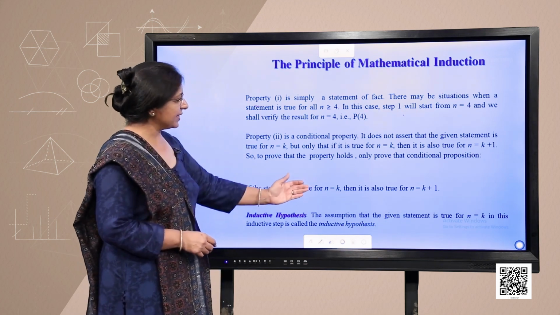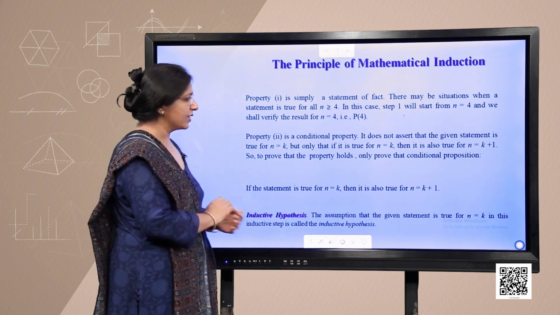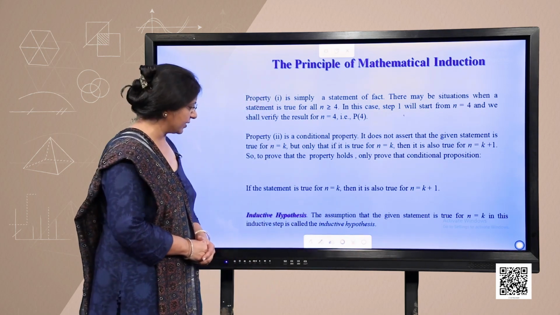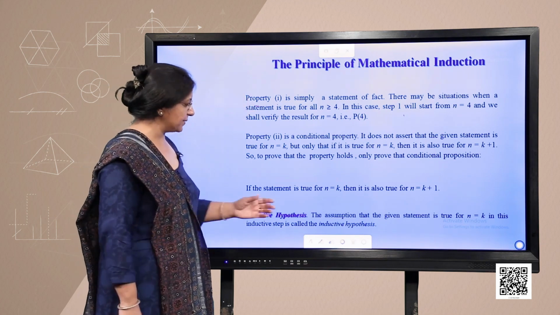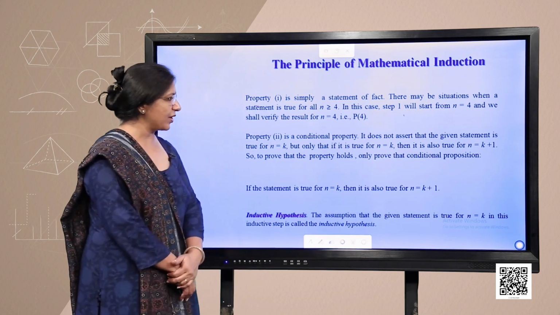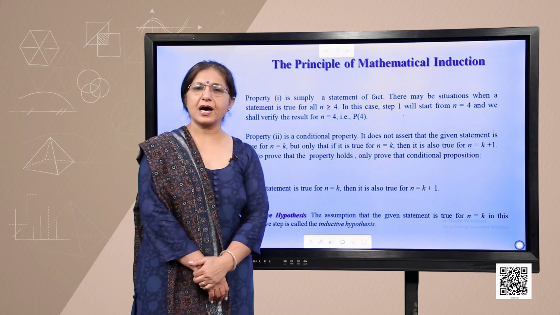So, if the statement is true for n is equal to k, here if is an important word, then it is also true for n is equal to k plus 1. So, this is the inductive hypothesis. The first one was the basic step, this is the inductive step. The assumption that the given statement is true for n is equal to k in this inductive step is called the inductive hypothesis.